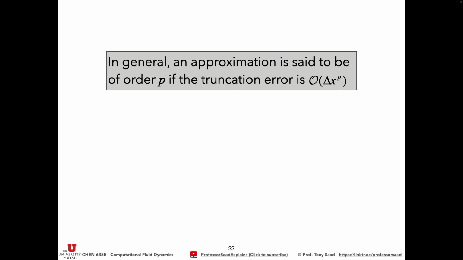Now, in general, an approximation is said to be of order p if the truncation error is of order delta x to the power p, or delta t to the power p. So if p is 2, you say this is a second order method. If p is 3, you say this is a third order method, and so on. That's it. When you hear, oh, they use second order discretization, it's just they use an approximation to the derivatives that results in a truncation error where the leading order term is delta x squared. That's all there is.